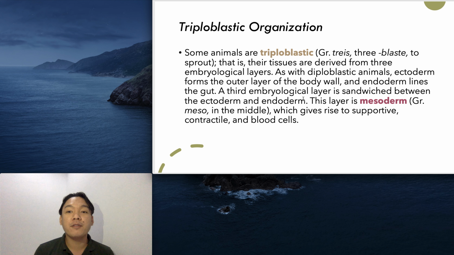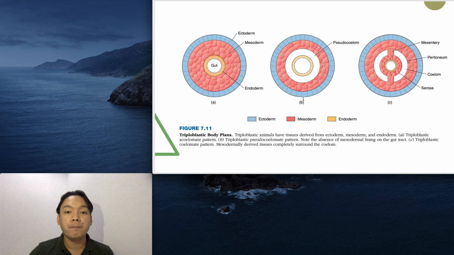So if you have heard metaphase, meso means in the middle. This gives rise to your supportive, contractile, and blood cells. So these are your triploblastic body plans, derived again from ectoderm, endoderm, and mesoderm.